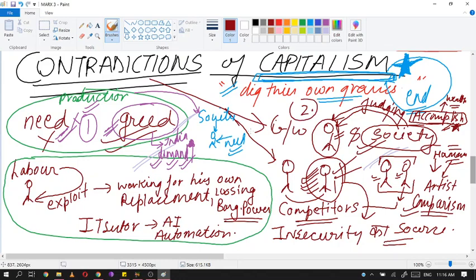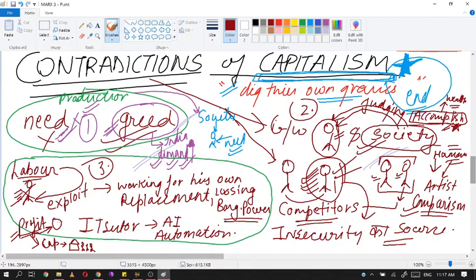Third contradiction. You do work. How? You provide labor. You provide labor and that labor will generate profit. Who will that profit go to? That profit will go to capitalist. And what will that capitalist use that profit for? That capitalist will use that profit to establish another factory. More jobs. More people. Good thing. But then again, he will use that profit to get better machines, removing your need.